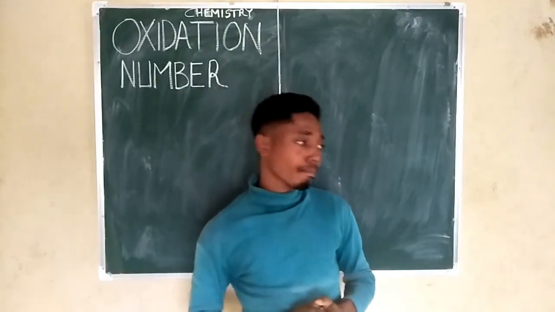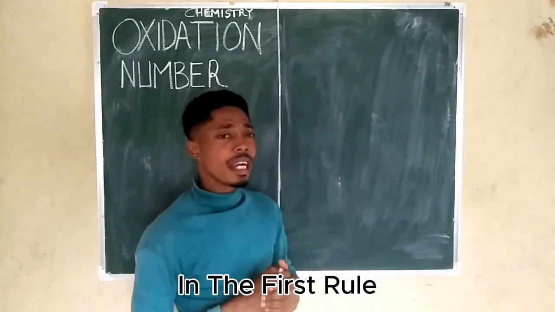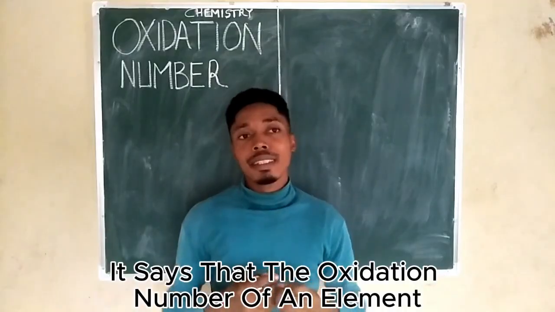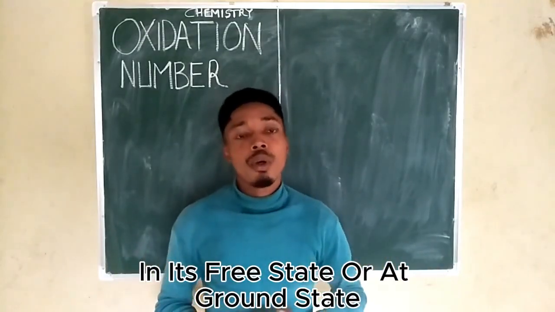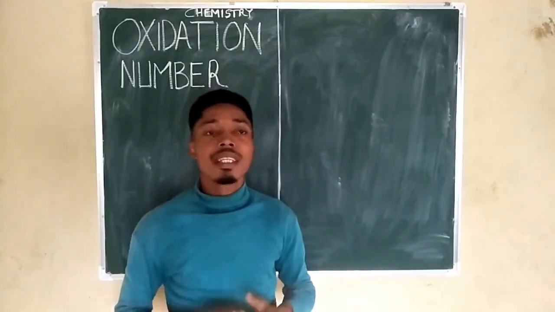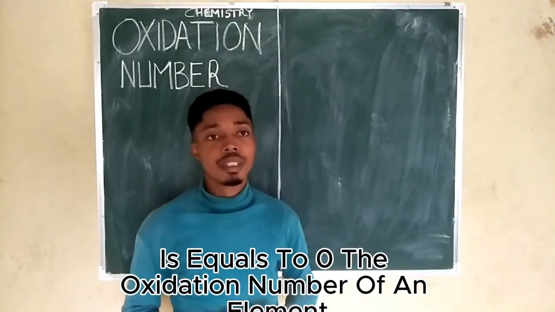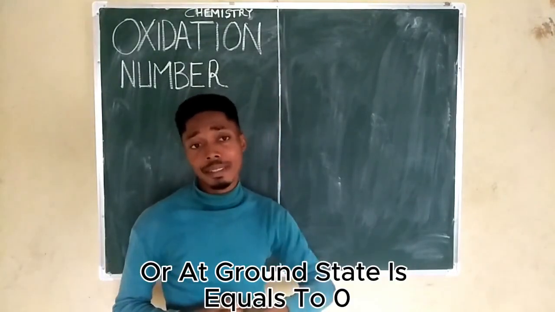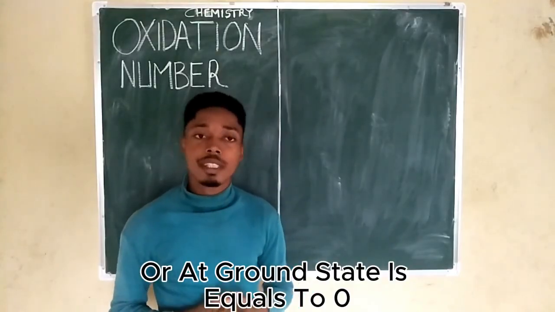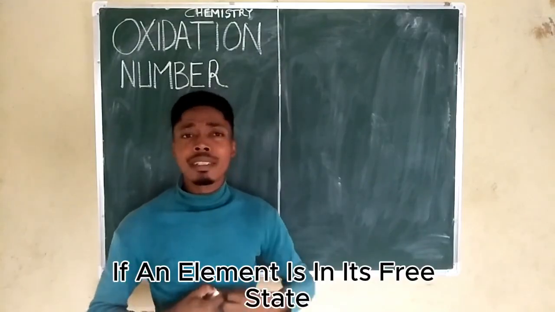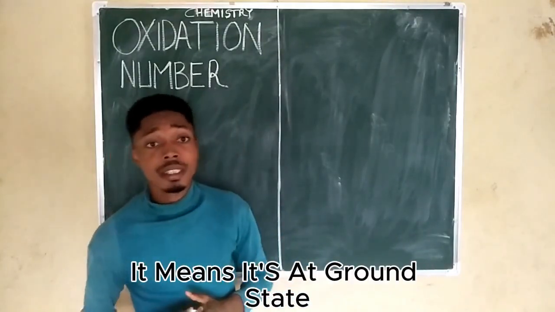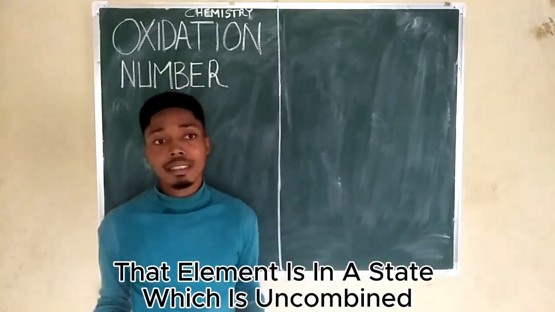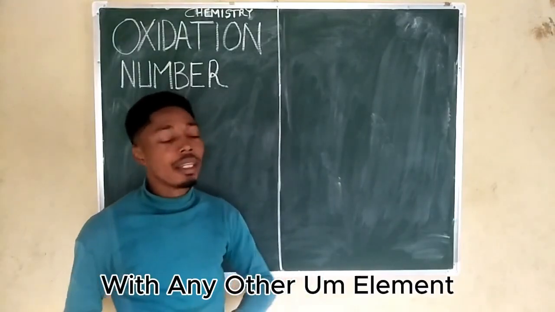Rule number 1. In the first rule, it says that the oxidation number of an element in its free state or at ground state is equal to 0. The oxidation number of an element or an atom in its free state or at ground state is equal to 0. If an element is in its free state, it means it's at ground state. You can also say that that element is in a state which is uncombined with any other element.